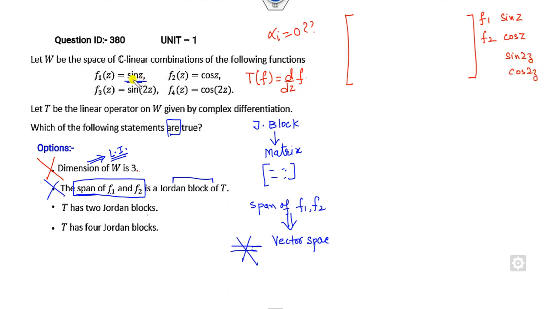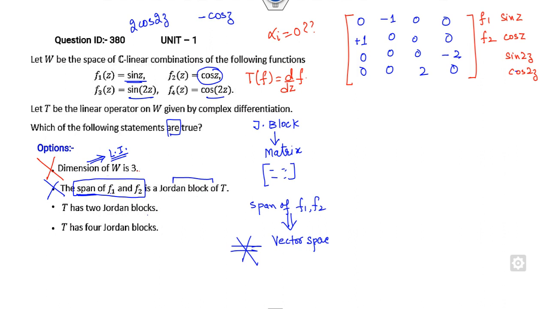Now first, what is the derivative of this? That is minus cos Z, so the second element is 1, the rest are 0. What is the derivative of this? Sorry, cos is plus sin. Sin is plus cos, cos is minus sin. So this is minus 1, the rest are 0. The derivative gives 2 cos of 2Z, so this is 2, the rest are 0. This is minus 2, the rest are 0. This is my matrix capital T. Now we can define the blocks. So these are my blocks.